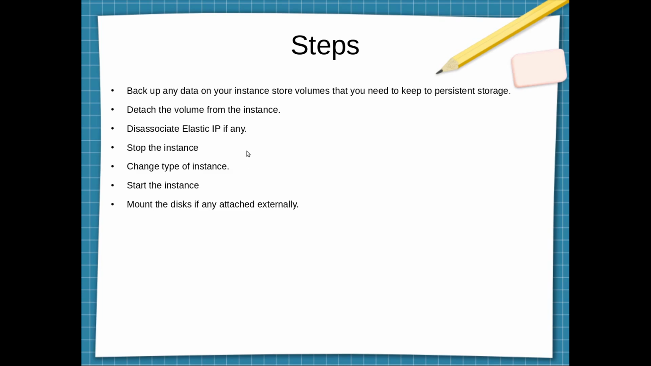Then simply we have to stop the instance, then change the type of instance, then start it. After starting, there are certain things you have to keep in mind: you have to mount the disk if any is attached externally. Also, there are certain services running on the EC2 instance, so start those services. You can do a sanity check to see whether these services started or not. If not, you have to start those services, like Apache and MySQL.